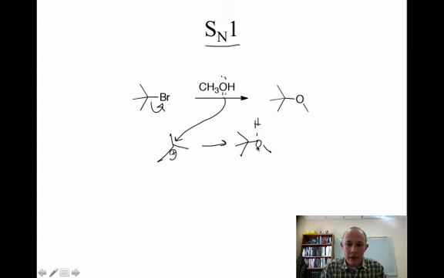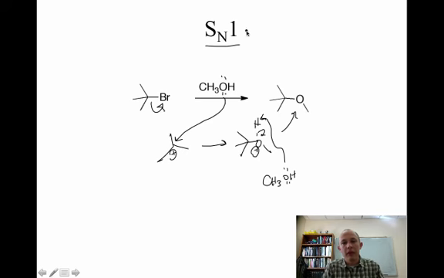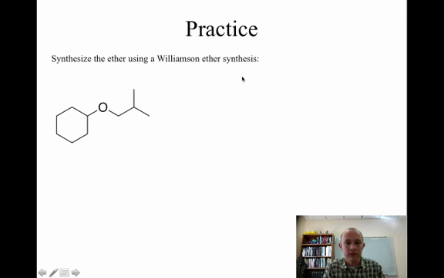We have a protonated version, and then another methanol molecule can accept the proton to give our product. The problem with SN1 reactions is that they're pretty slow, and so they're not generally used to make ethers. Usually you're going to choose Williamson ether synthesis if you have a choice.